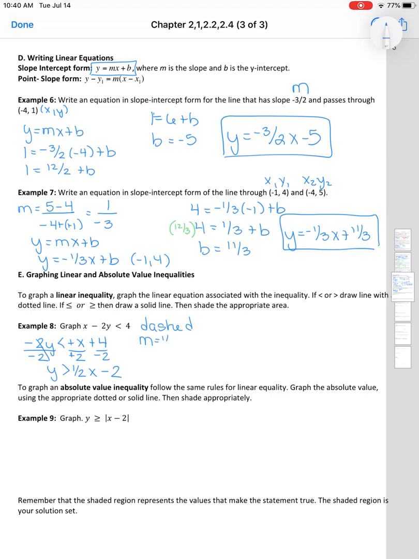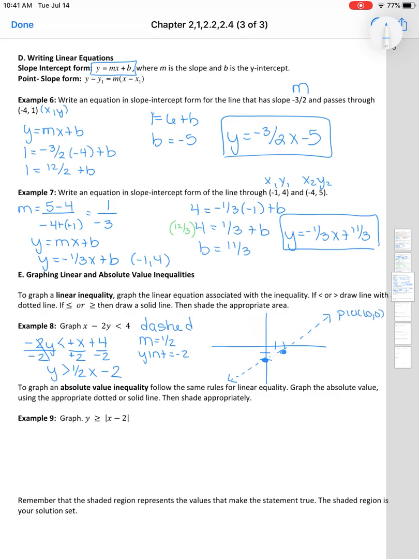So before we actually sketch this, a couple things we have to keep in mind. It's greater than, not greater than or equal to, so this is a dashed line. Our slope is 1/2, and our y-intercept is -2. So when we sketch this, we start at -2, and we're going to move up 1 over 2, up 1 over 2. But you only need two points to make a line, and just remember, when you make your line, it has to be dashed with arrows on the end.